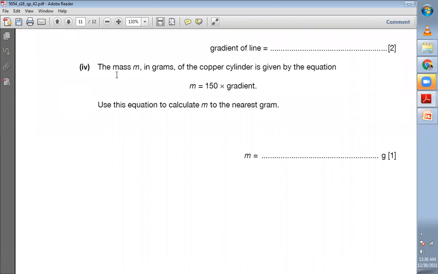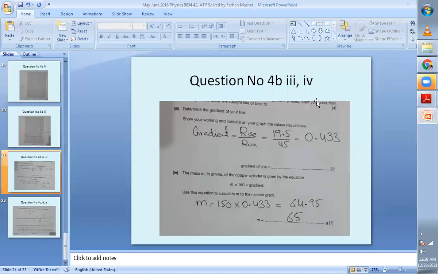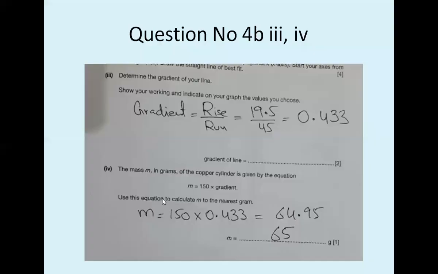Then he says the mass M in grams of the copper cylinder is given by the equation M equals 150 multiplied by the gradient. Whatever the gradient is, you just multiply it by 150 and you will get the mass of the copper cylinder. Use this equation to calculate M to the nearest gram. So 150 into 0.433 will be 64.95, which when you round it off will be 65 grams. So that mass M is 65. That copper cylinder is basically 65 grams.